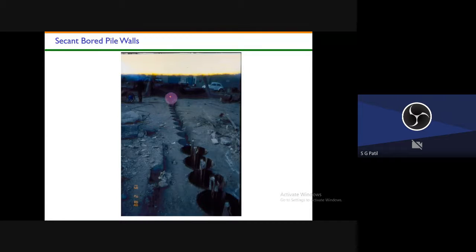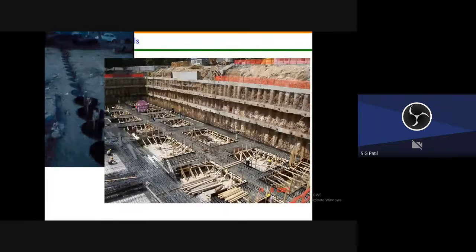Again, this is another kind of retaining wall. These are called secant bored pile walls. Once you do these kinds of secant bored piles, can you see this? This is the completed secant bored pile wall. So these are also a kind of retaining wall.